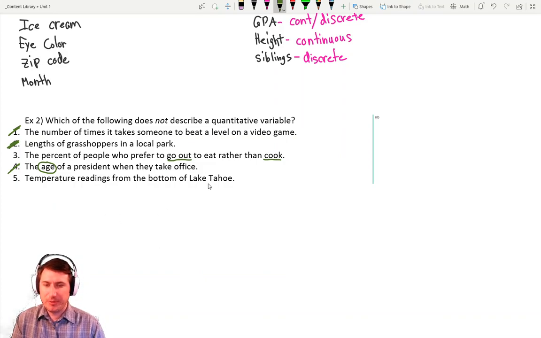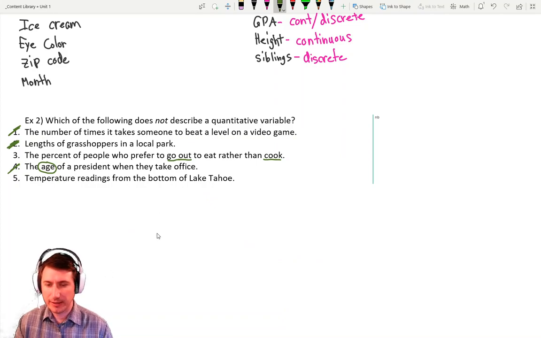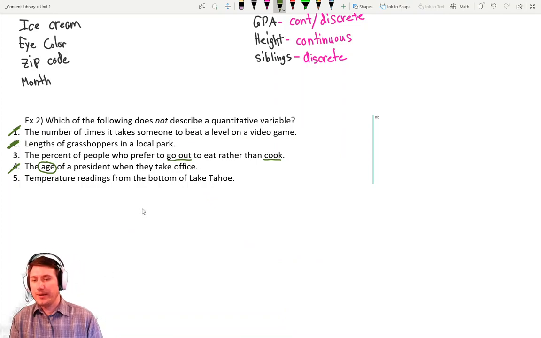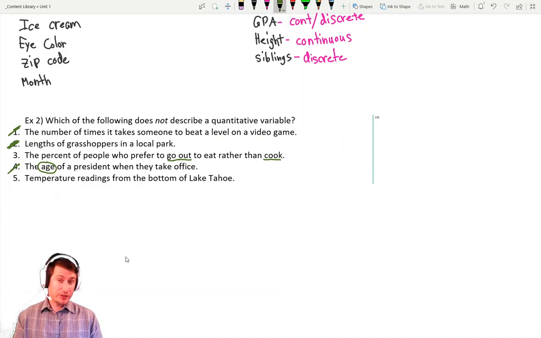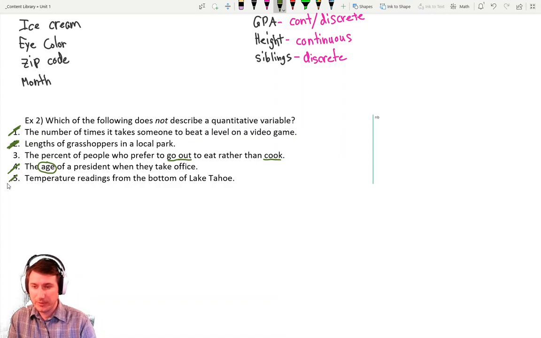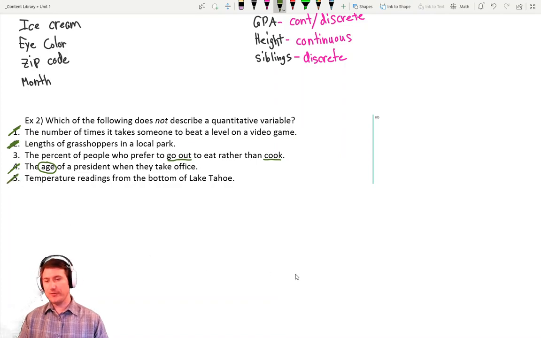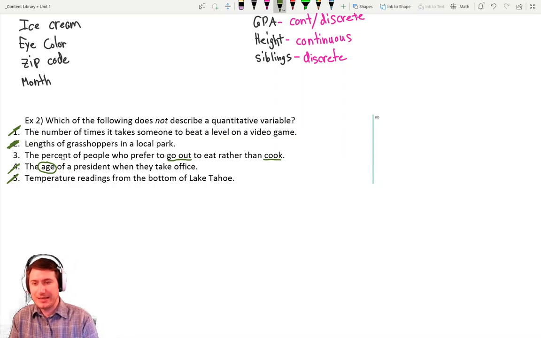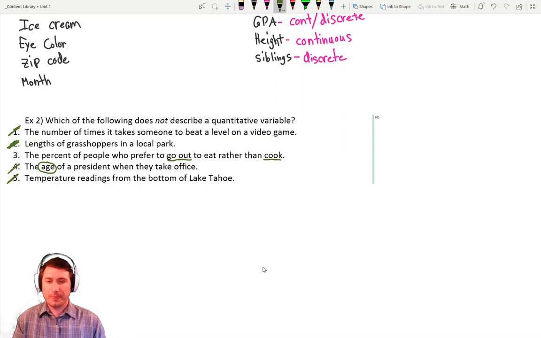Temperature readings from the bottom of Lake Tahoe. Whew, it's 100-some degrees outside right now. I'd like to go to Lake Tahoe. But the temperature, that's a number. Could you say something like the average temperature at the bottom of Lake Tahoe? I think you definitely could. So that one goes away. So now I got to convince you that the answer is number 3. That even though a percent is a number, this is still a categorical variable.